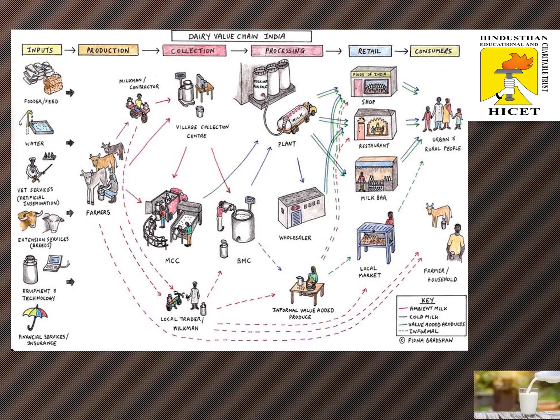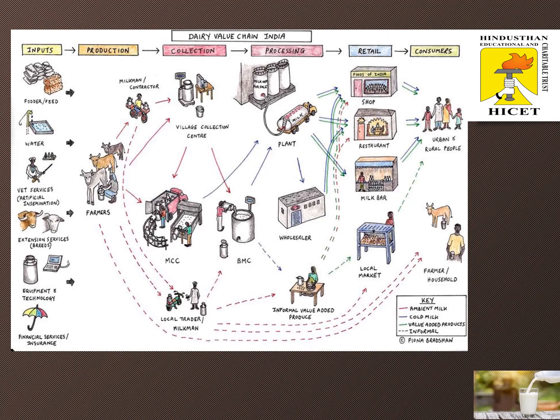So dairy value chain, as I mentioned, in the mid 1970s to 1990s, there was a scarcity of milk for the urban people. The rural people were getting the milk, but the urban people did not receive the milk because of the various transportation problems and improper areas where the milk could not be transported.